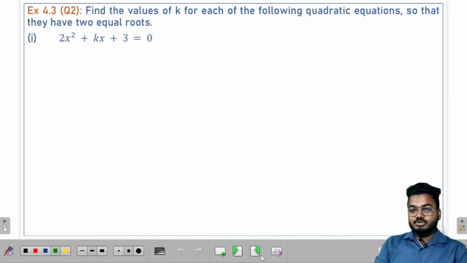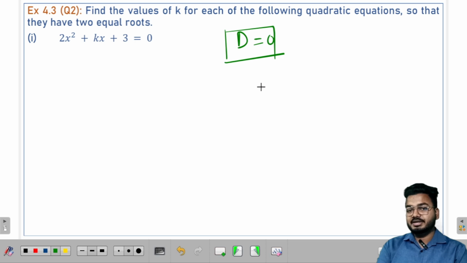Now come to the next question. This is a different type of question. Find the values of k for each of the following quadratic equations so that they have two equal roots. Equal roots तभी होता है जब d का वैल्यू 0 होता है. सो इनडायरेक्टली हमें बोला गया है कि d का वैल्यू अगर 0 लेके हम लोग कैलकुलेट करें तो उसमें k का वैल्यू क्या आएगा.